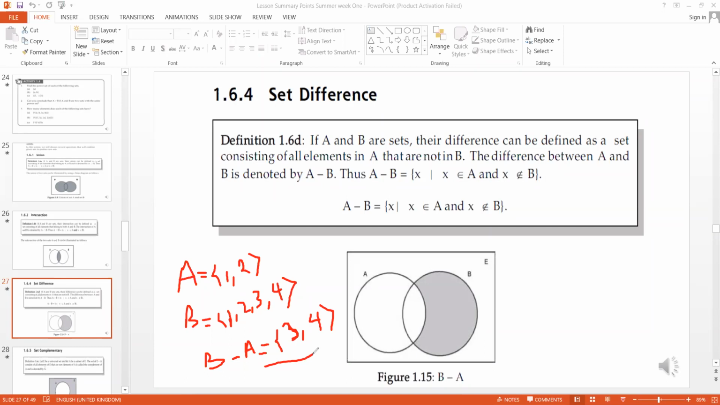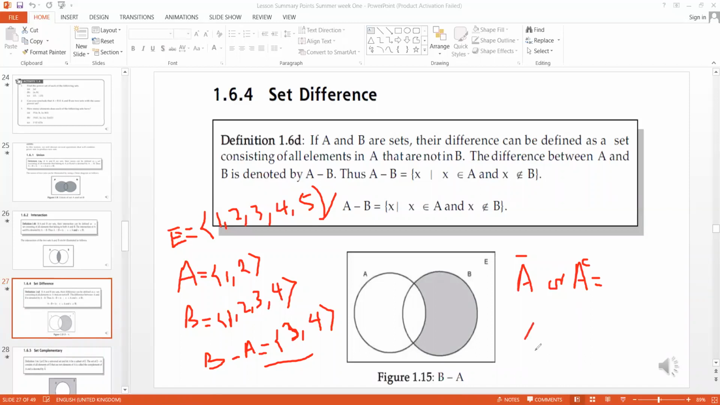Okay. Good. Now, if we should have the sets, let's say E, the universal set which contains 1, 2, 3, 4, and 5. And then we talk about A complement, either this notation or A complement. Then we are saying that elements which are not in A, but are in the universal set.